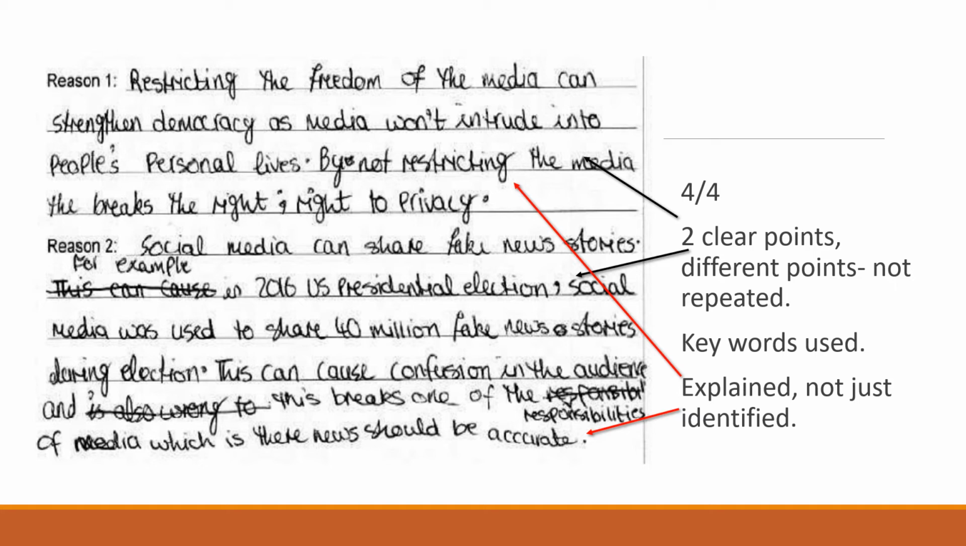In reason 2, they've spoken about the fake news stories, they've got the point from the source about the US elections, and then they've explained it. They've said this can cause confusion in the audience and breaks one of the responsibilities of media, which is the fake news, that news must be accurate. So again, they've got the point out of the source and they've explained it in the context of the question. Therefore, that is 4 out of 4.